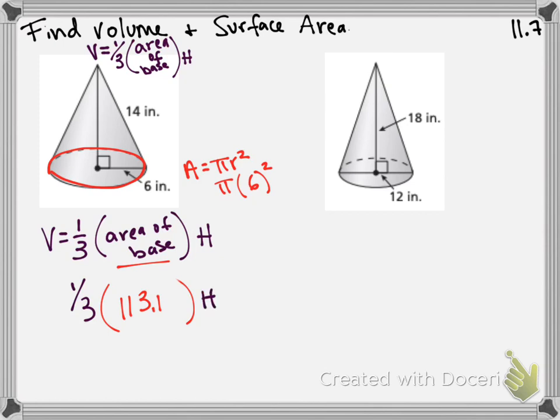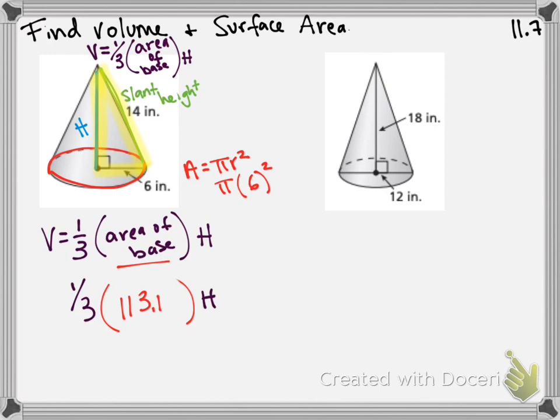So a lot of students would try to use this piece, but this is called the slant height. It is not the height of the object. The height of the object is from the very bottom to the very top of the object. So this would be our literal height. So we will need to find it. So if you notice, this makes a right triangle. It is a right cone.